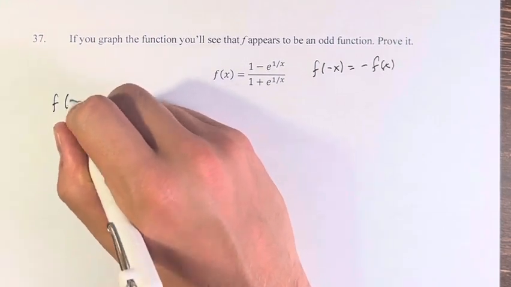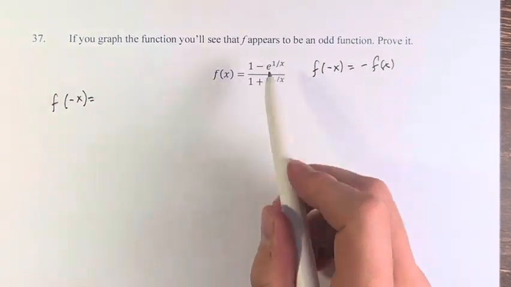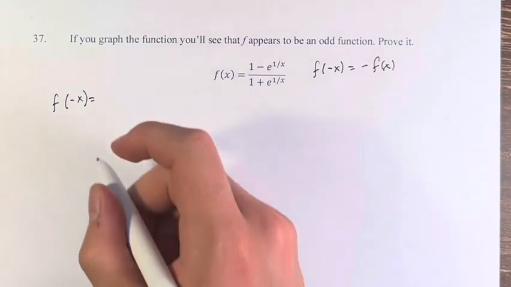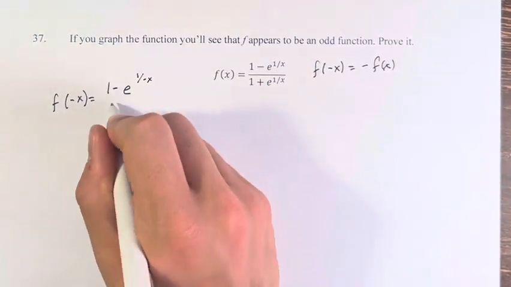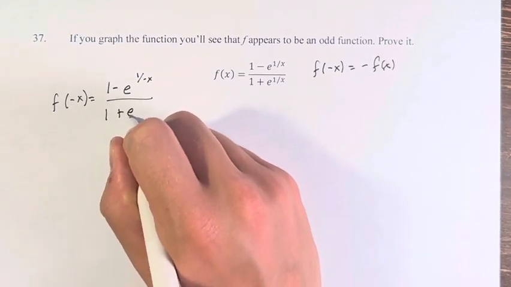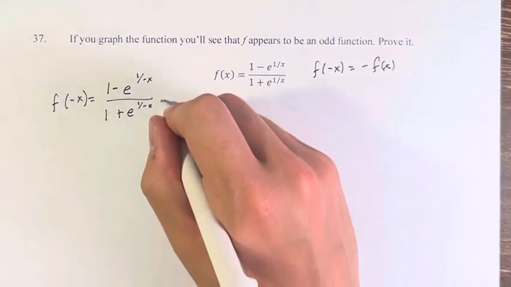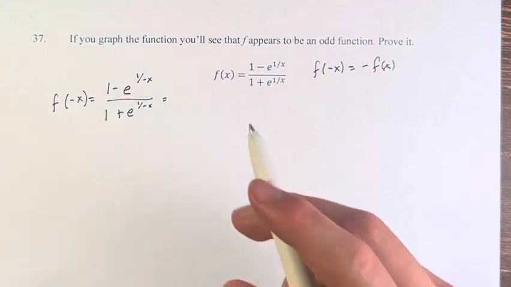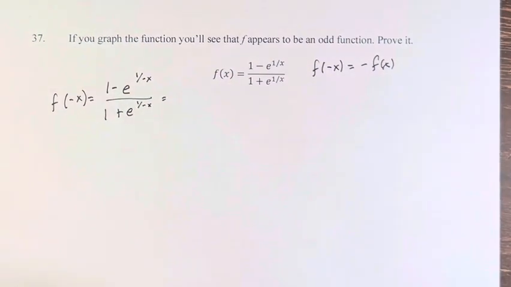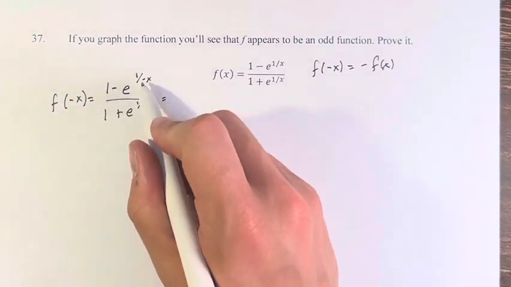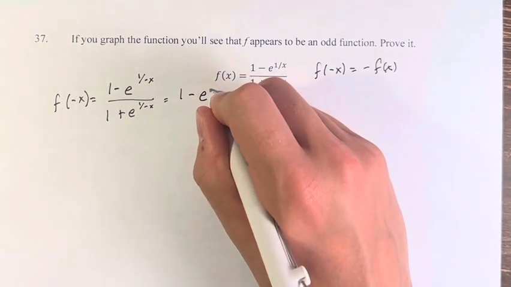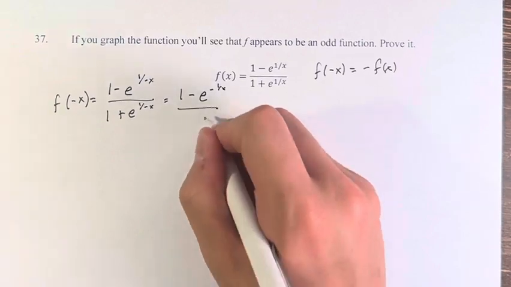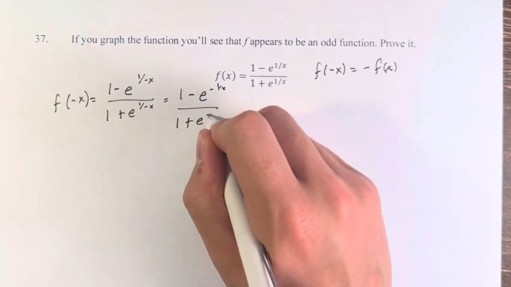So f of negative x is the same as f of x, except everywhere we see an x, we have to plug in a negative x. So we have 1 minus e to the 1 over negative x over 1 plus e to the 1 over negative x. This means we can simplify these exponents by bringing the negative sign out front. So this is 1 minus e to the negative 1 over x over 1 plus e to the negative 1 over x.